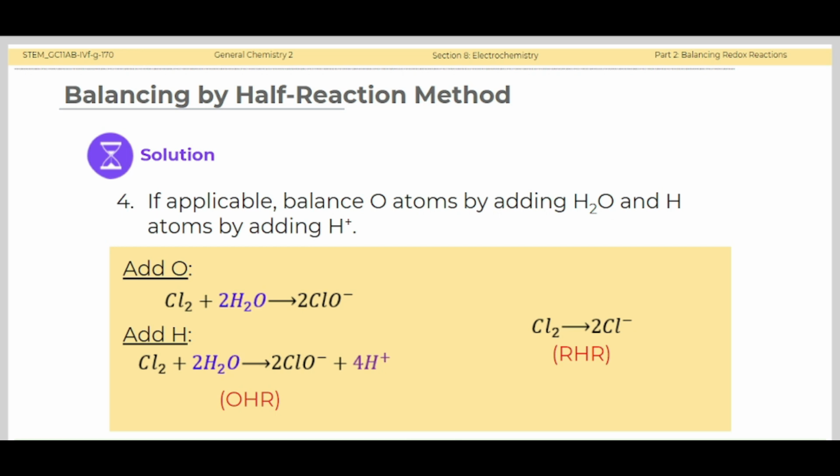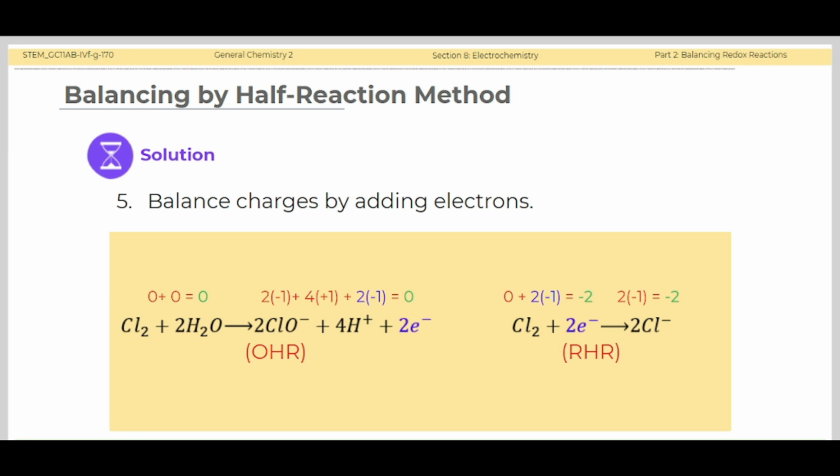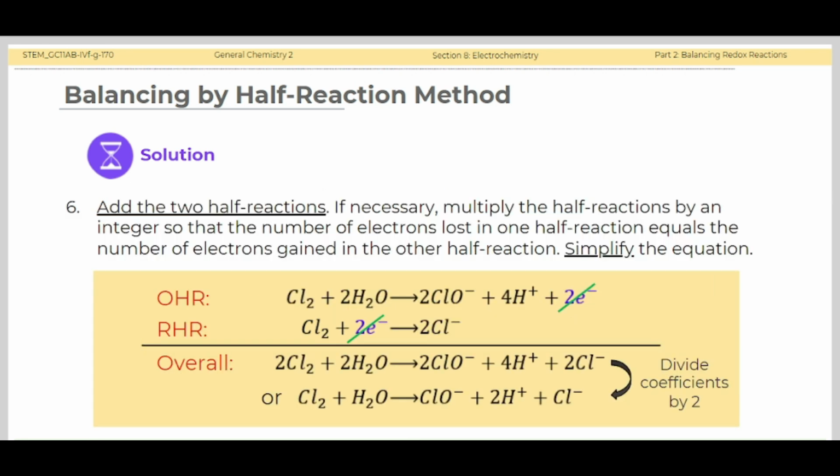Note that step 4 is not applicable to the RHR. Balance the charges by adding electrons. The charges on the OHR can be balanced by adding 2 electrons on the product side, while those on the RHR can be balanced by adding 2 electrons on the reactant side.